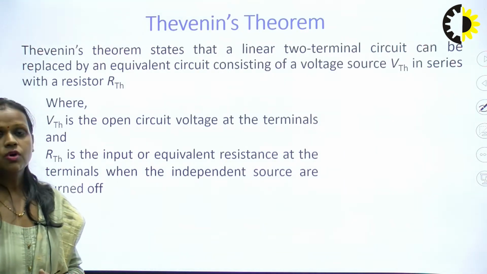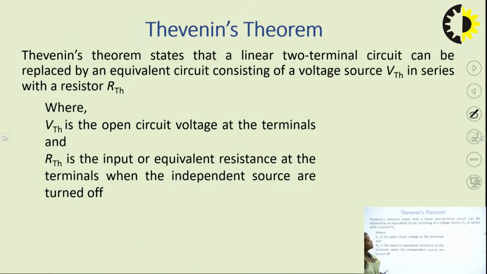So first we will see what is Thevenin's theorem. Basically, Thevenin's theorem states that a linear two-terminal circuit can be replaced by an equivalent circuit consisting of voltage source VTH in series with resistor RTH. So if there is any circuit which is linear, or we can say bilateral, we can replace it by using this Thevenin theorem, in which we convert the circuit into an equivalent circuit in which there will be a single voltage source.